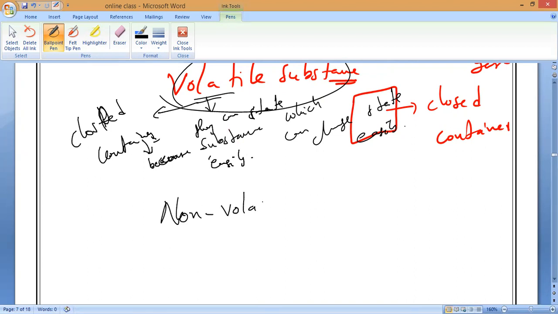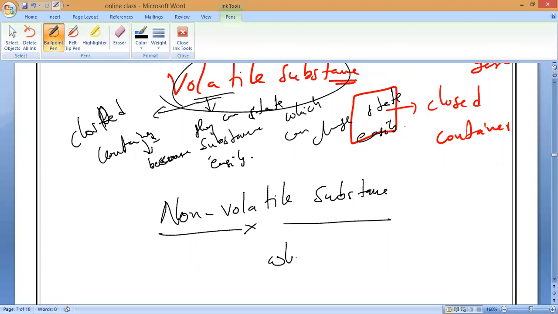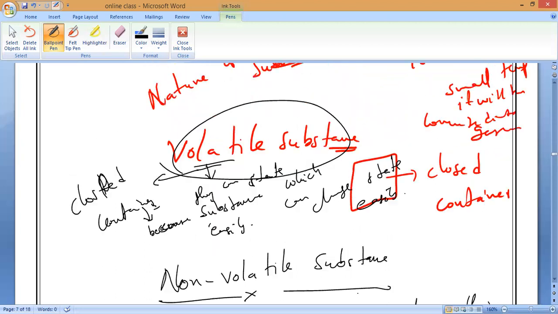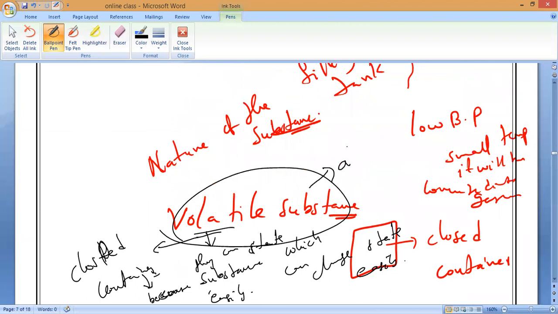Next, non-volatile substances. What do you mean by non-volatile substances? This is the fourth factor. Substances which cannot be converted easily into the gaseous state, which cannot change their state easily, we call non-volatile. Volatile substances, for example, are alcohol and petrol.